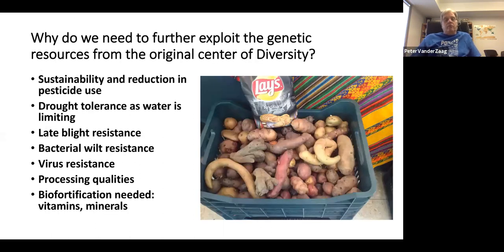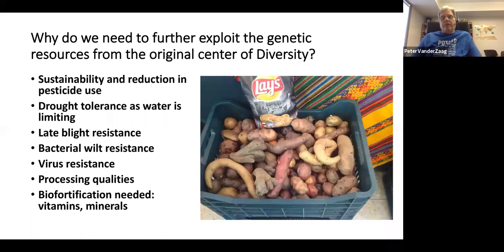So, why do we need to further exploit the genetic diversity from the center of diversity? I think most of us are hearing more and more talk about sustainability and reduction in use of pesticides. There's a very strong push for this in Europe, here in North America, as well as in China and other countries of Asia. We must be more sustainable.